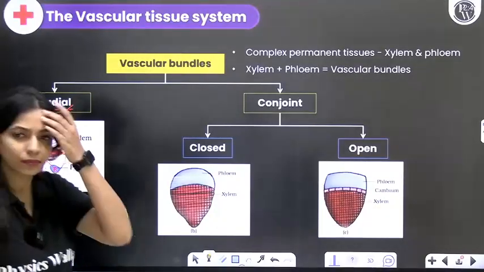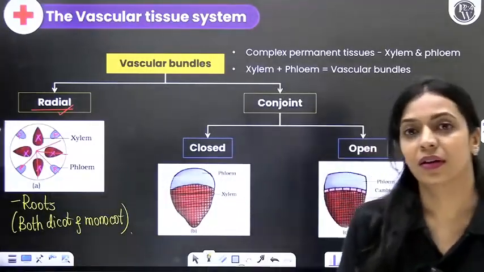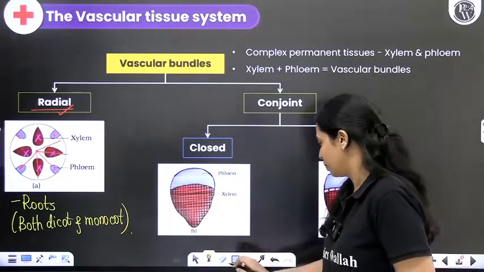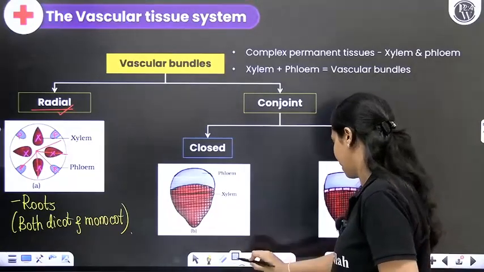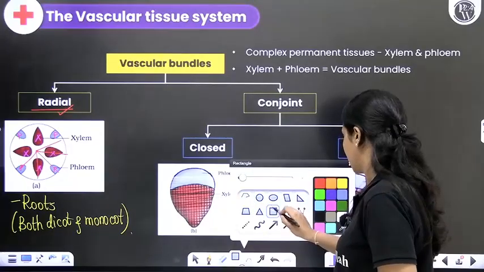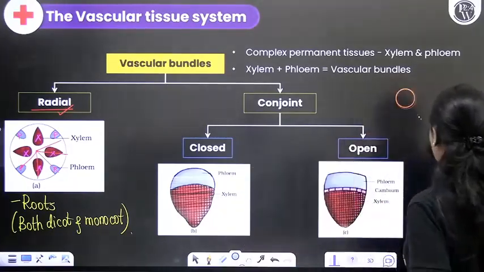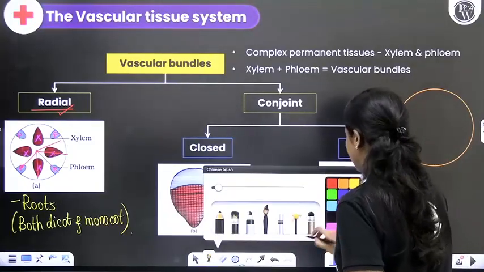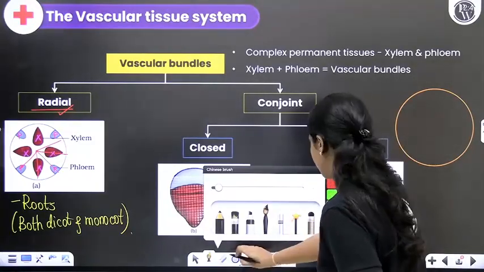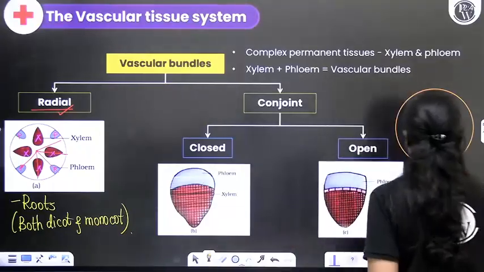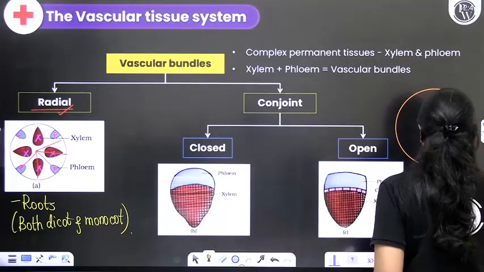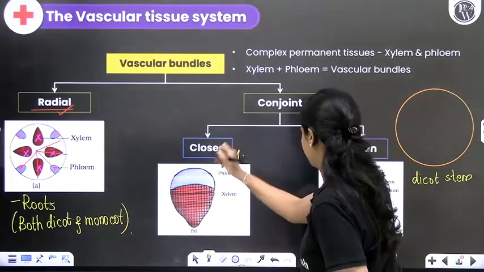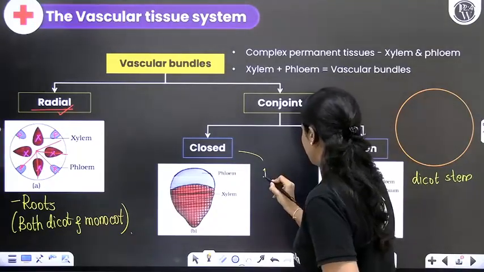Okay. Now let's talk about conjoint. Conjoint will have both xylem and phloem in the same bundle, in the same radius. So if you take this as a central portion of a stem, let's say for example a dicot stem. Okay, let's see, this is a dicot stem. In a dicot stem, this is just one vascular bundle. Okay, so these are one vascular bundle.